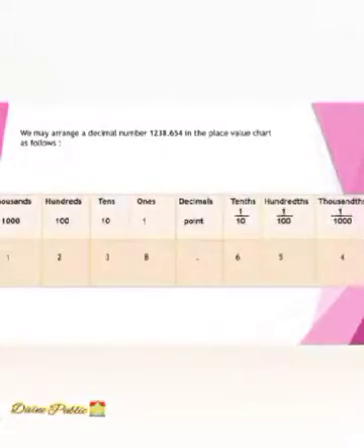We can arrange a decimal number 1238.654 in the place value chart as follows. At the thousands place 1, hundreds place 2, tens place 3, ones place 8, and in the tenths place 6, hundredths place 5 and thousandths place 4.